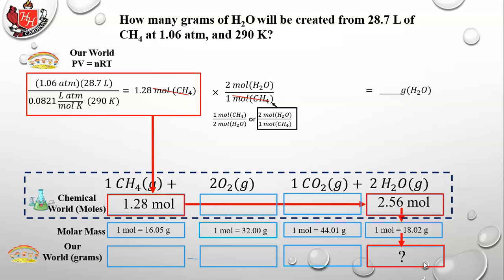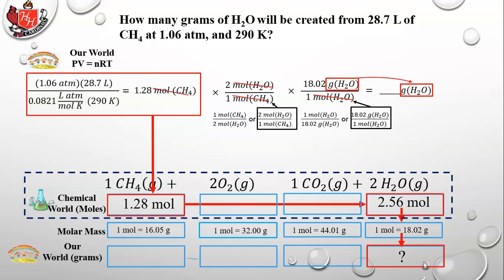Now we're going to come down through molar mass of water. Which one of those two are you going to choose? You're going to choose 1 mole of H2O, and that's going to make moles of H2O cancel. Your last man standing is grams of H2O.